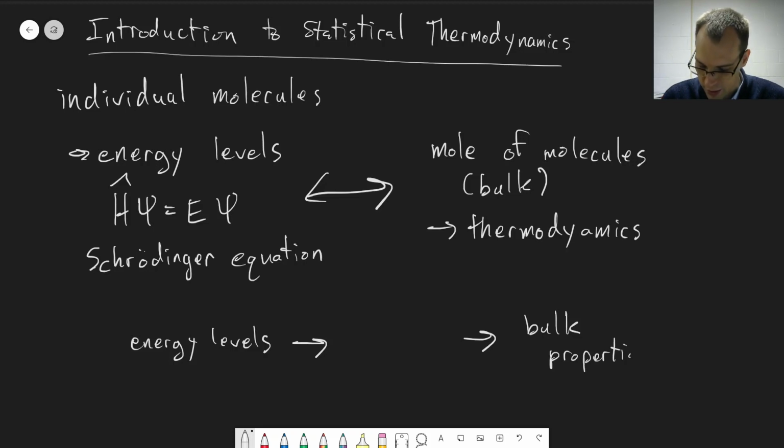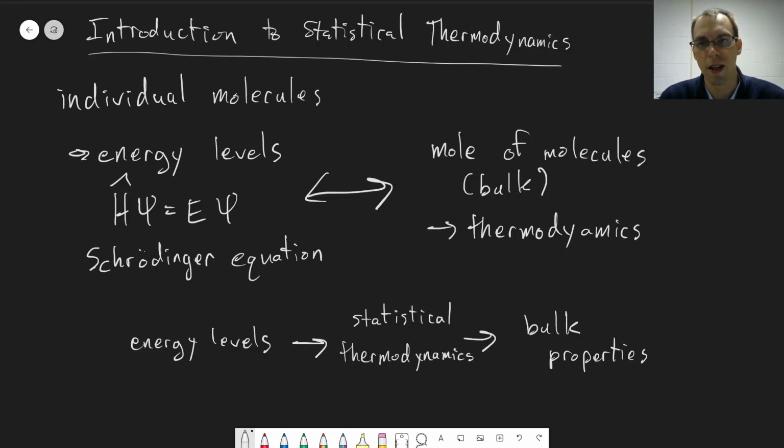Our bridge that lets us get between these is statistical thermodynamics, where we take what we know about individual molecules and use the ideas of statistics to scale that up to bulk properties, thinking about a mole of molecules.